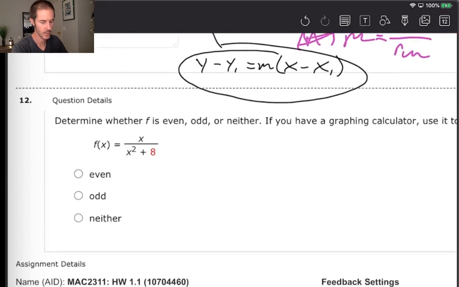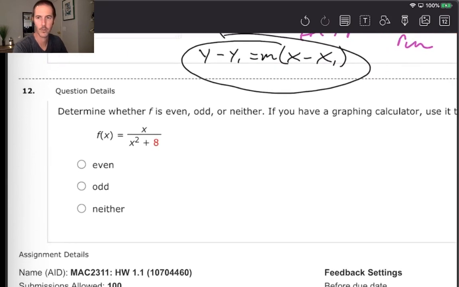And the last question in this section, number 12, says determine whether f is even, odd, or neither. I would encourage you to go and watch a video about determining whether functions are even, odd, or neither. There's a test that you can do, and it would be nice for you to see somebody march through those processes. It's been done so many times, I don't think I necessarily need to do it again, but I'll remind you of the test because this should be information that you know coming into this course.